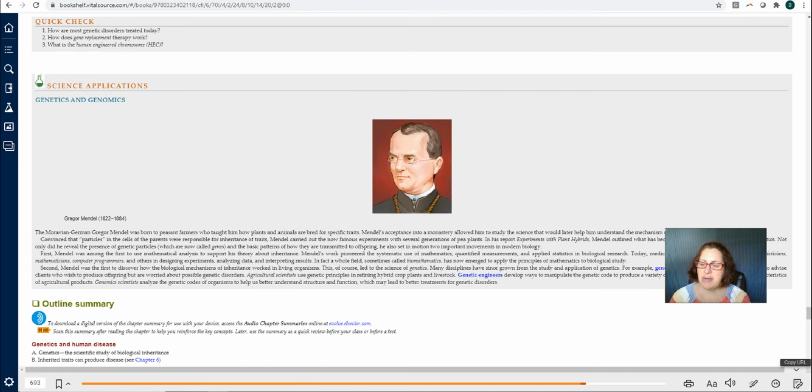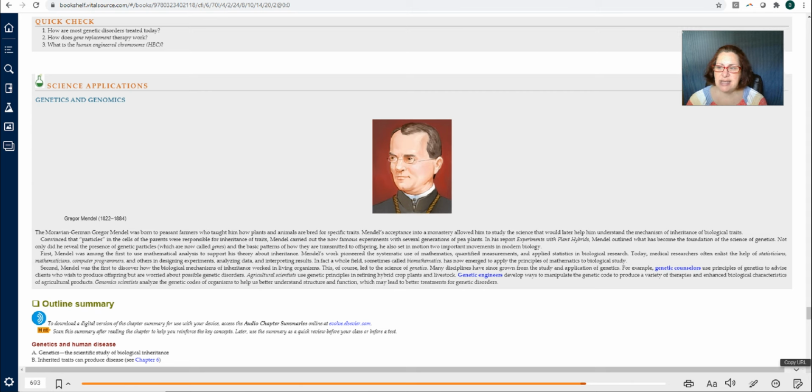How we learned about a lot of this with genetics is a doctor called Gregor Mendel. Is he a doctor? I think he was a monk. I don't think he was a doctor. Doesn't say. Pretty sure he was a monk.